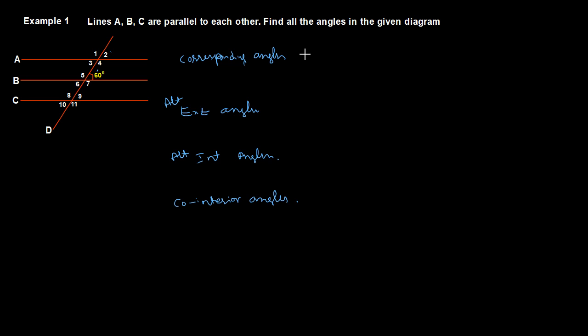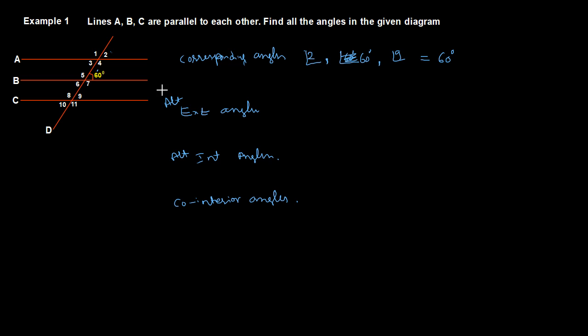Corresponding angles, what are the corresponding angles? Let's just write it out. Angle 2 and that 60 degrees, and angle 9. These are all corresponding angles because there are three parallel lines. If it was given A and B only, 2 and 60 are corresponding, so I would have written angle 2 is 60. But now if I take only B and C, that 60 is also corresponding to angle 9. So all of them are going to be equal to 60 degrees.